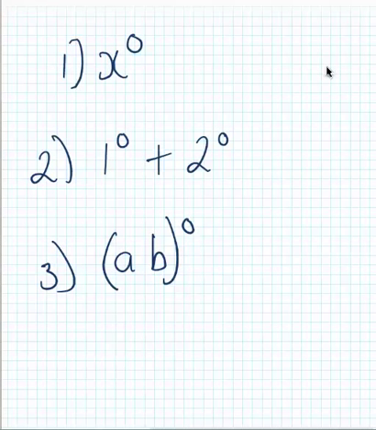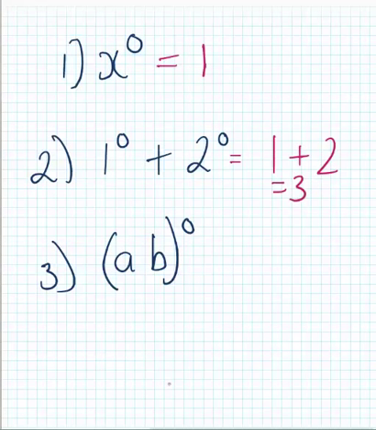Okay, let's try these 3 questions. First one, x to the power of 0, that's just equal to 1. We're done. These ones down here, so question 2, you notice we've got something plus something. They're both to the power of 0. So 1 to the power of 0 is just 1. 2 to the power of 0 is just 2, so plus 2. And 1 plus 2 is 3. And we're done. This one down here, you notice the power 0 is outside the bracket. So we've got to get 0 and multiply it with the invisible power 1 and the invisible power 1 here. And of course, 1 times 0 is going to give us 0. And 1 times 0 is going to give us 0.